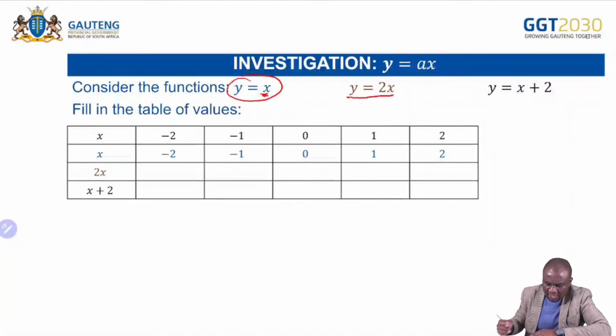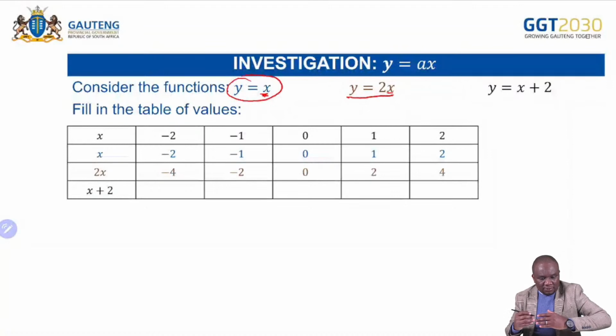So y is equal to 2x. Where there's x, we put the input values negative 2. Like if you say 2 times negative 2 will get negative 4. 2 times negative 1 will get negative 2. 2 times 0 we get 0. 2 times 1 we get 2. 2 times 2 we get 4. See that? So these are the output values.